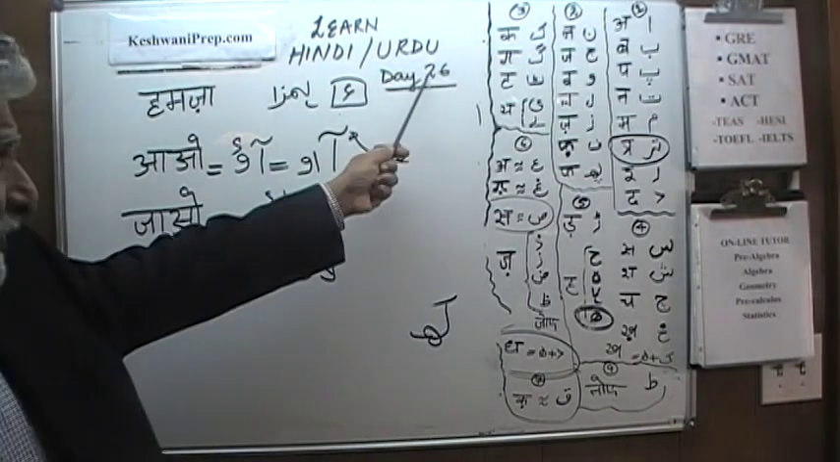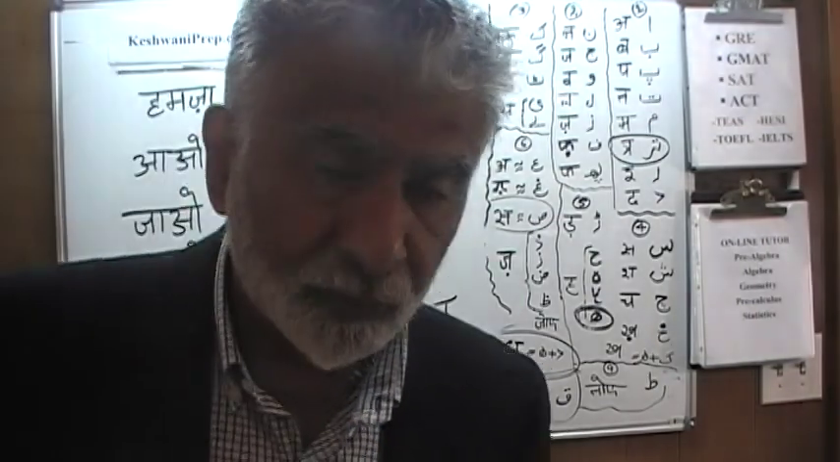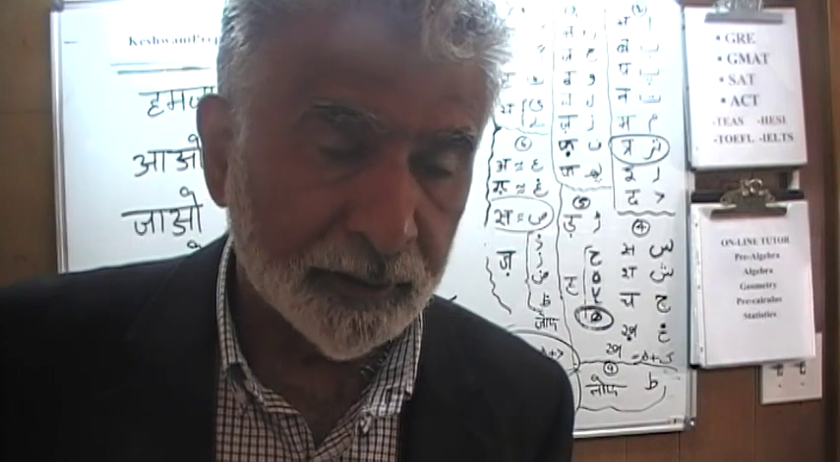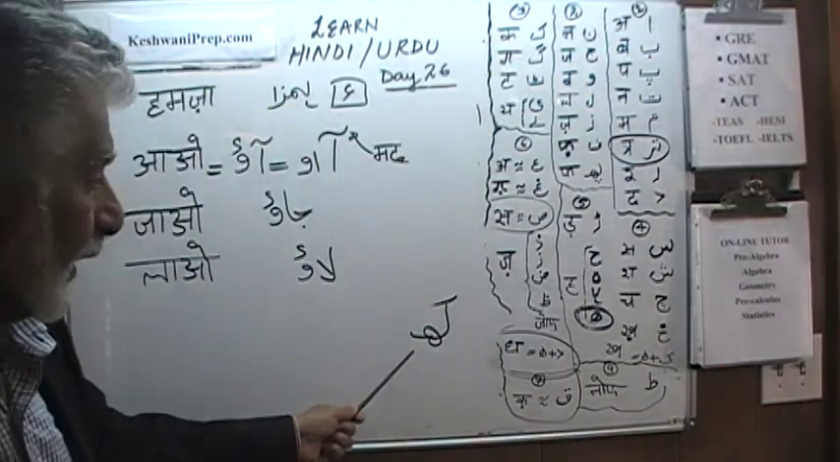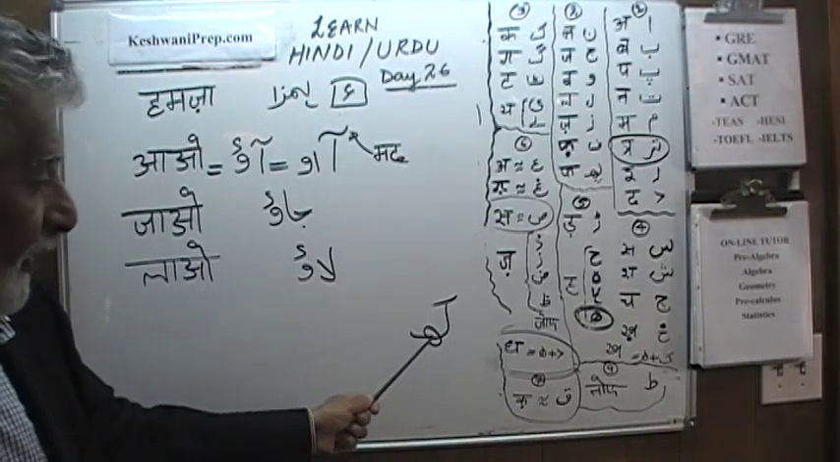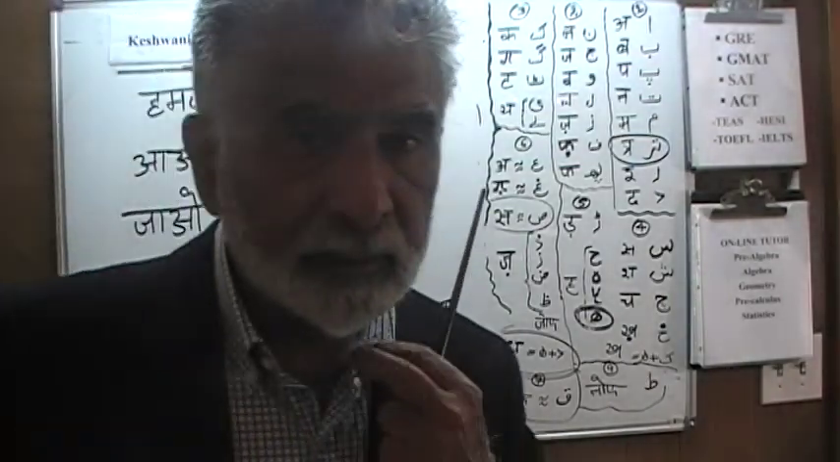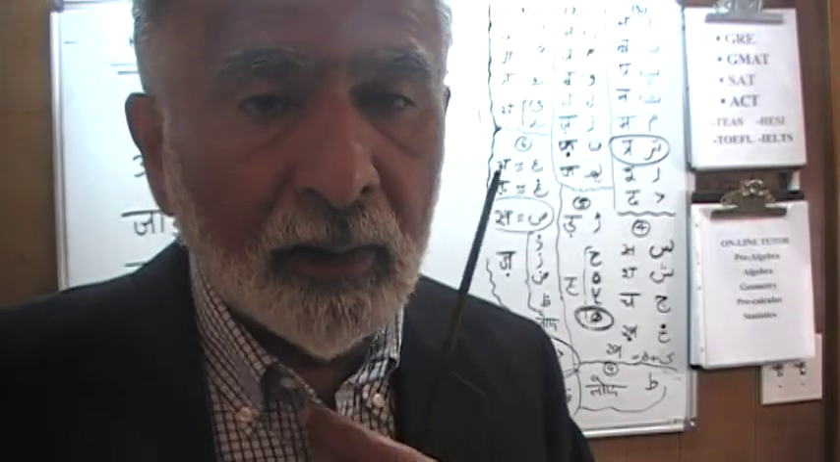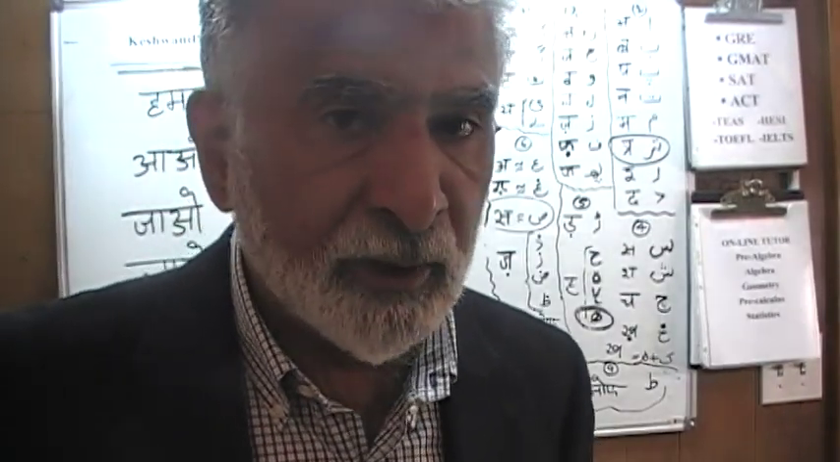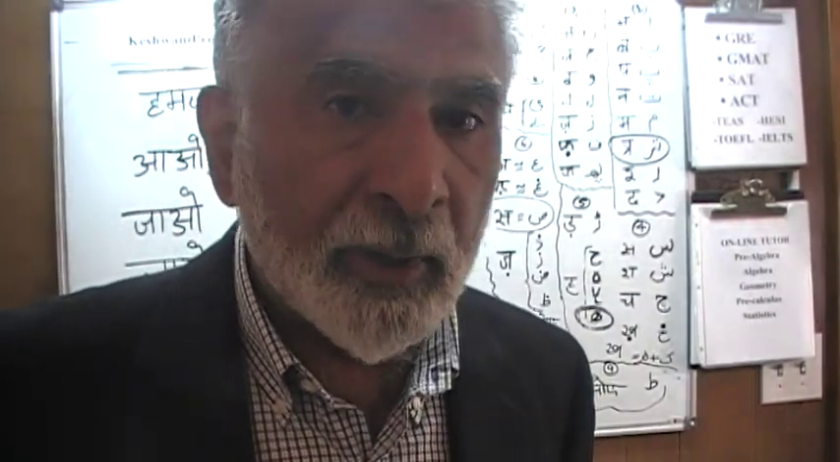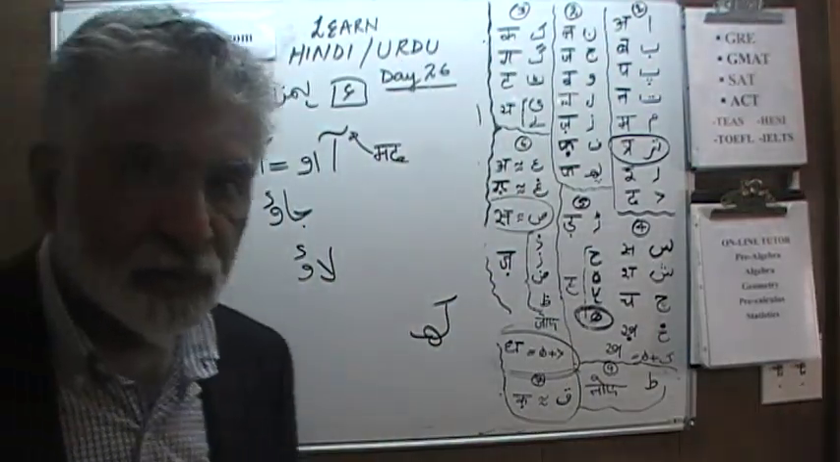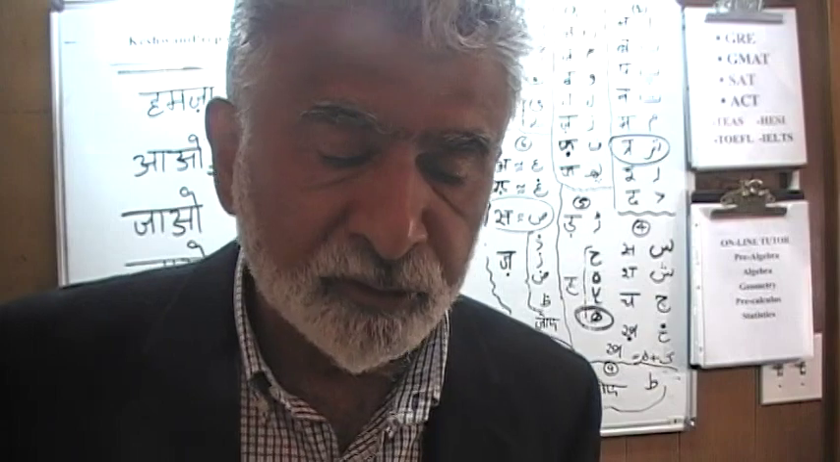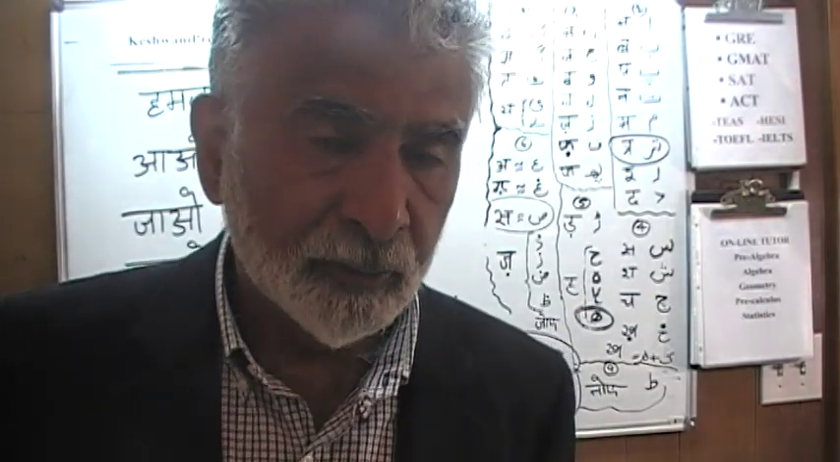Today's our lesson number 26. In the last 5 videos, day number 21, 22, 23, 24, and 25, we did nothing but Do Chashmi Hay. We spent 5 full days learning the uses of Do Chashmi Hay, that is, how it is used to combine with 10 letters to produce a sound that does not exist in Urdu.